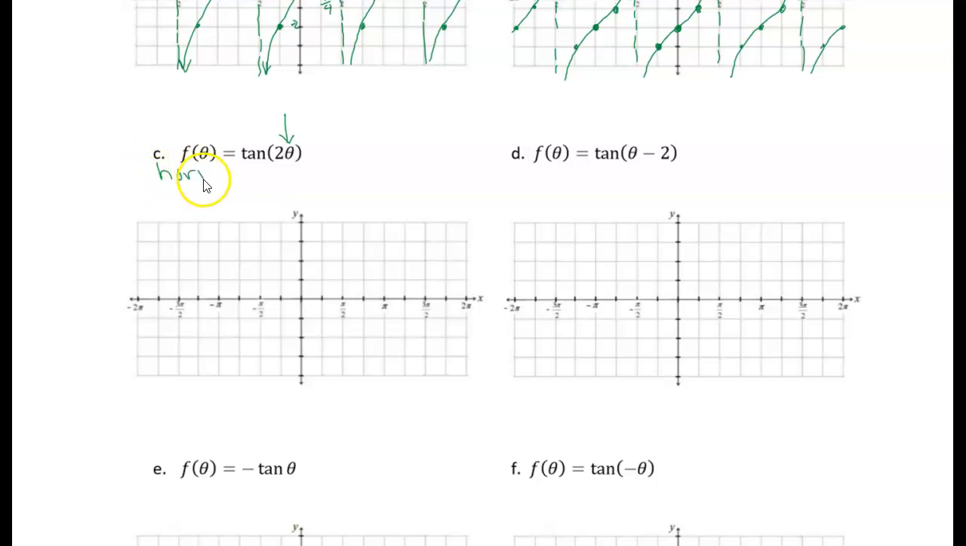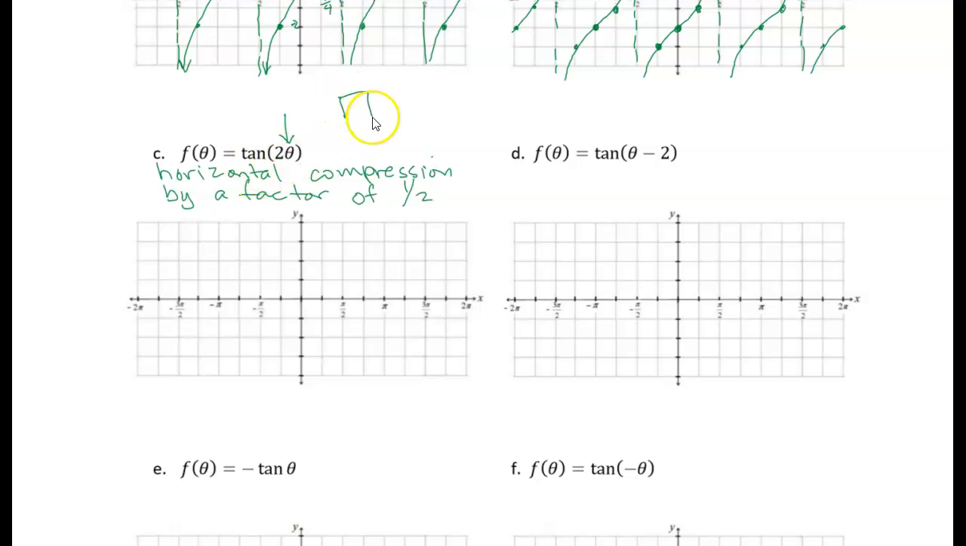So this is a horizontal compression by a factor of 1/2, right? We're multiplying those theta values by a half. So that is going to change where the asymptotes are. Rather than happening at pi over 2 and minus pi over 2, when I put in pi over 4 and multiply by 2, I get pi over 2, where the asymptote occurs. So it takes an input of pi over 4 to this 2 theta in order to get an output of pi over 2, which is the input to the tangent.